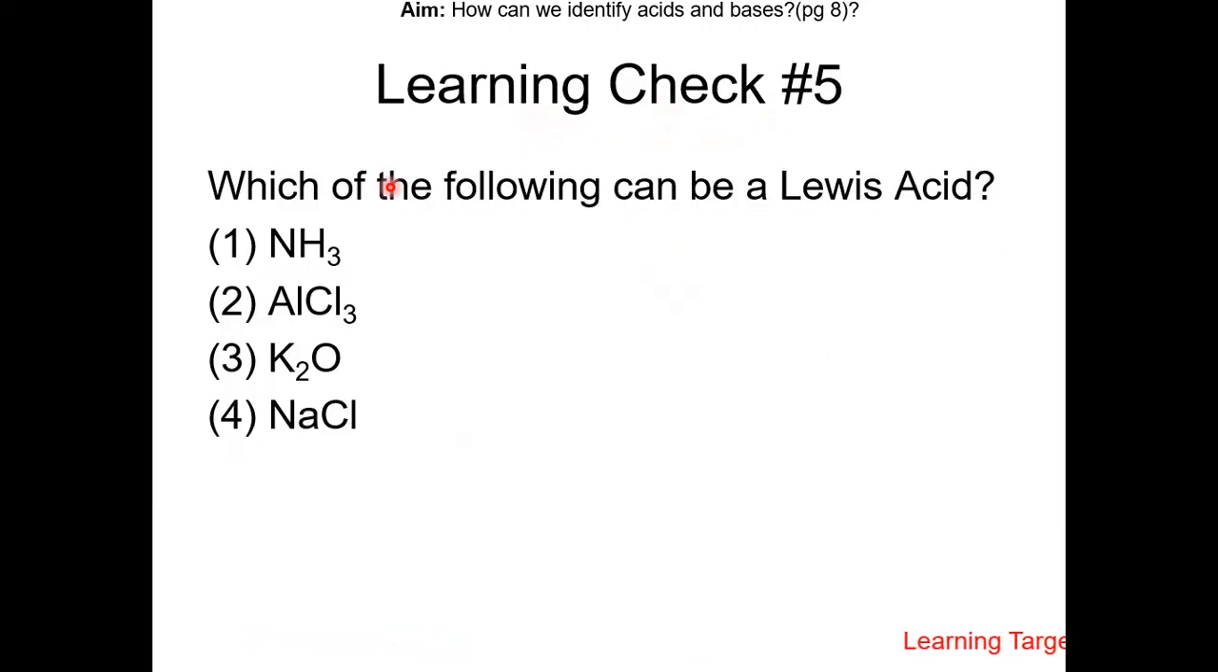Learning check number 5. Which of the following can be a Lewis acid? Pause the video and resume once completed. The answer is choice 2. Choice 1 is a base. Choice 3 is a metal oxide, which is a base as well. NaCl is a neutral ionic compound.